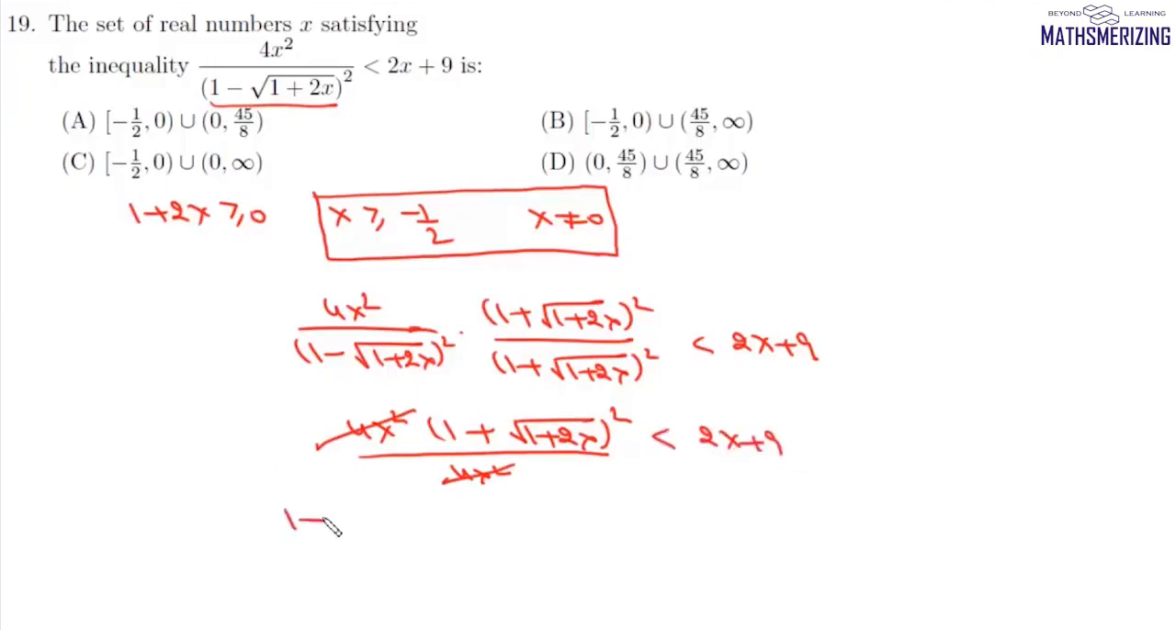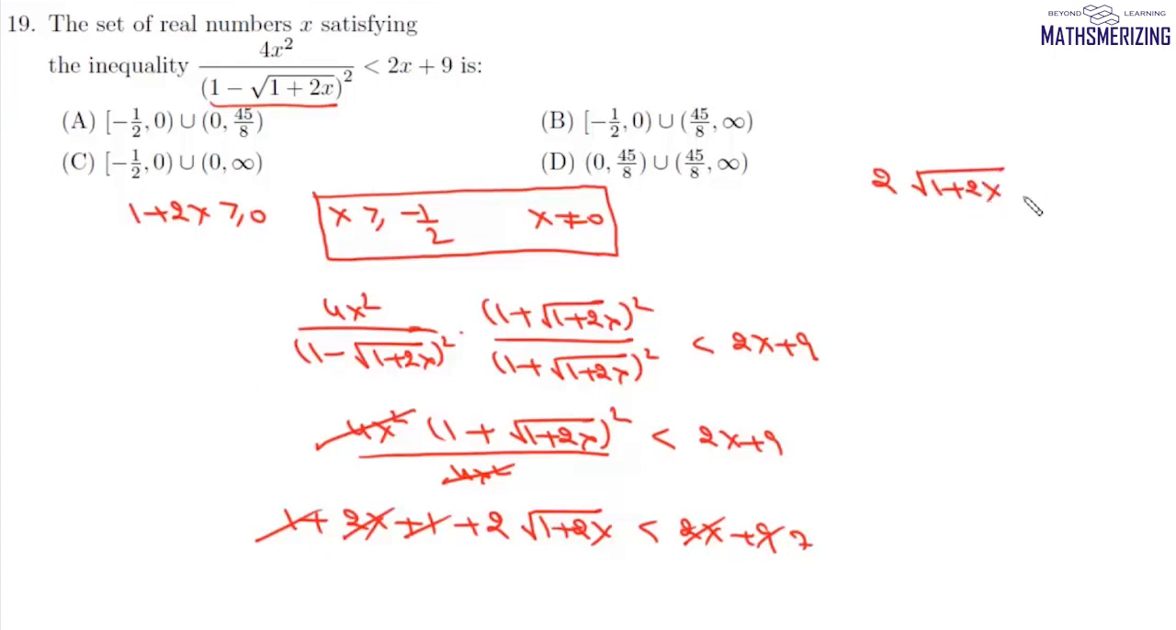Now we'll square it. We'll get 1 plus 2x plus 1 plus 2 into under root of (1 plus 2x), and it will be less than 2x plus 9. Now here 2x and 2x will cancel. Now this value will be 7. So we'll get this condition that 2 into under root of (1 plus 2x) is less than 7. Now we'll square it. We'll get 1 plus 2x less than 49 by 4. That is, 2x is less than 45 by 4, or the value of x is less than 45 by 8.